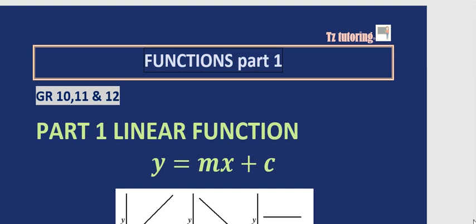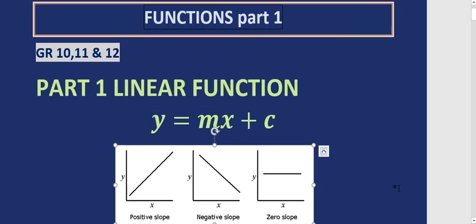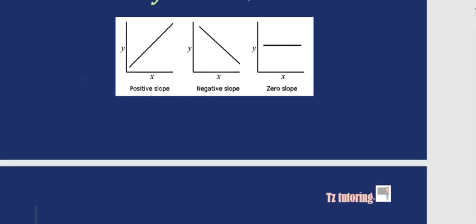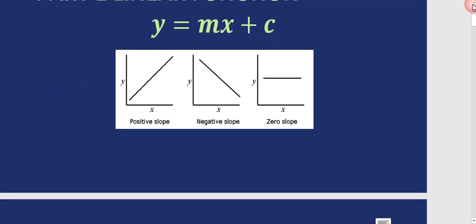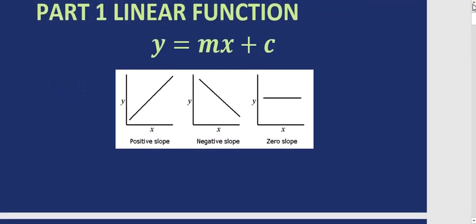And of course, as you already know, this is the general formula that we use for our linear function: y equals mx plus c. The m represents the gradient or the slope. If m is positive, then your graph will be upward sloping. If m is negative, then your graph will be downward sloping. And if m is 0, then you will get a horizontal line.